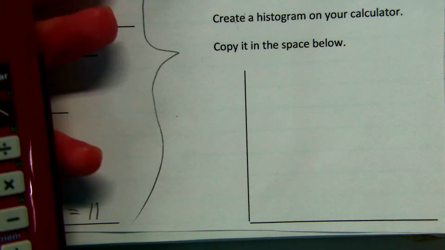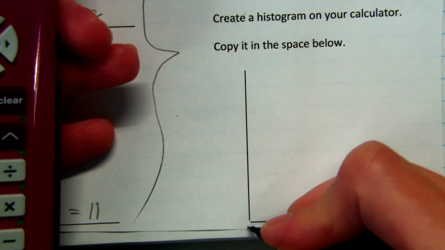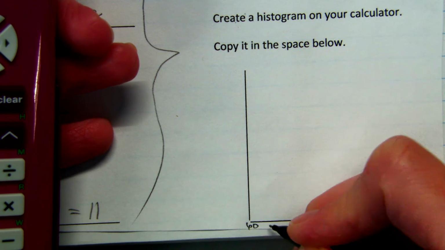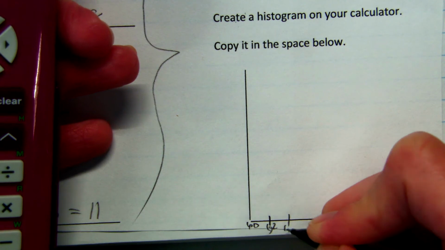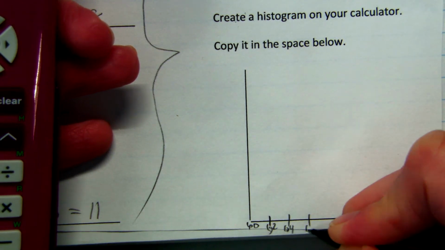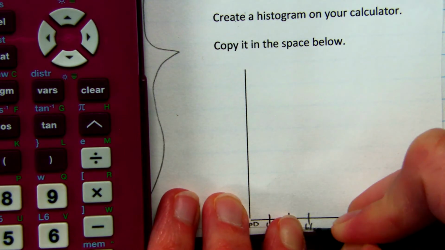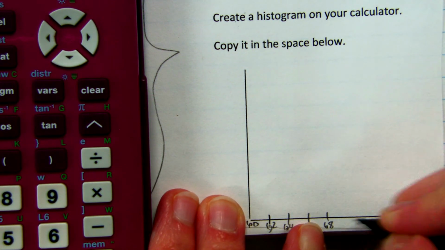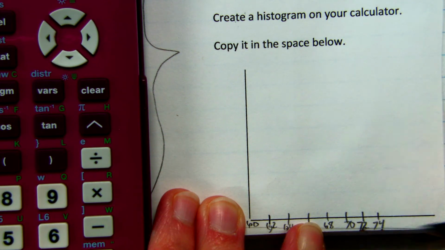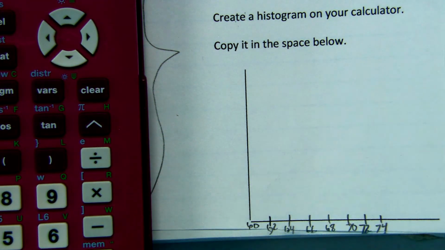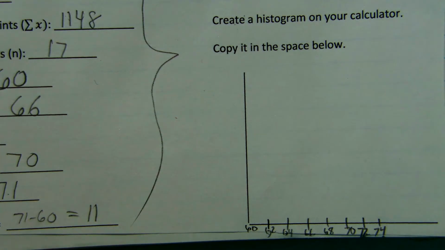So on this little bar graph down here, over here in the corner, we would have 60. And then right here, I'm going to have 62, 64, 66, 68, 70, and then 72. You could go 74 if you want. I don't think we actually will have anything over that far. And we don't really have a label for this because this is just a random set of numbers.